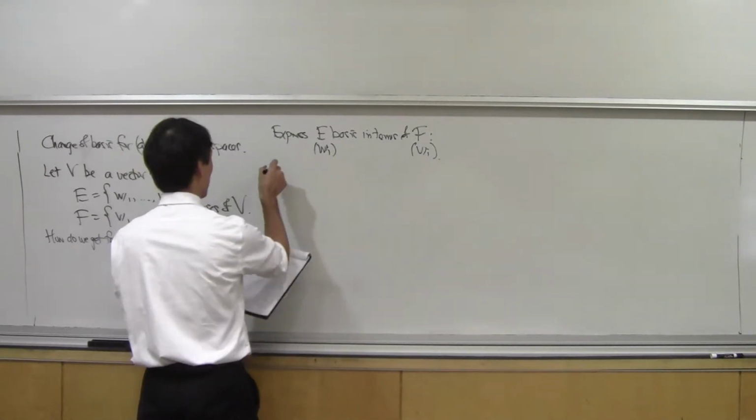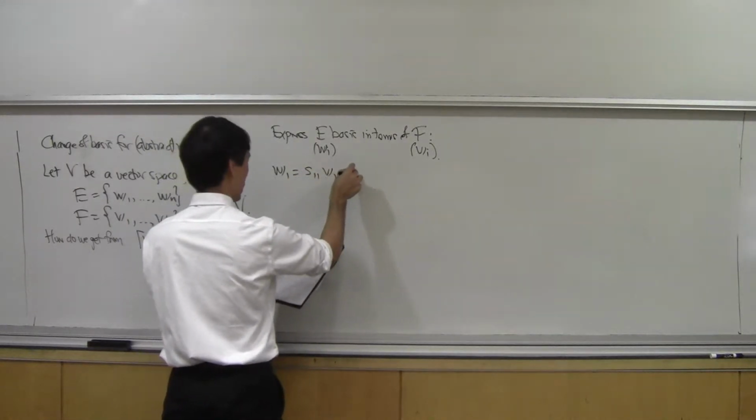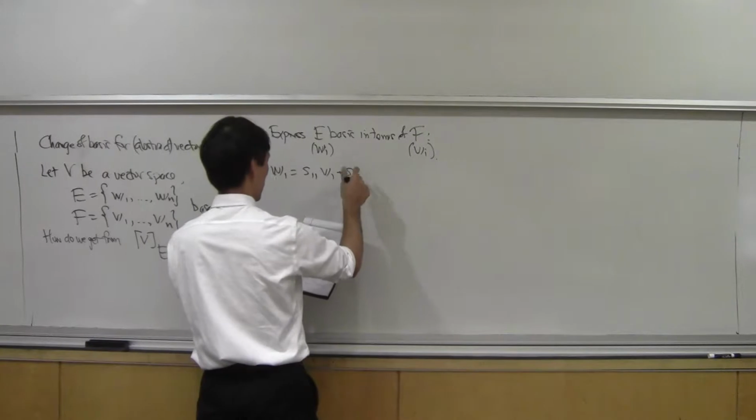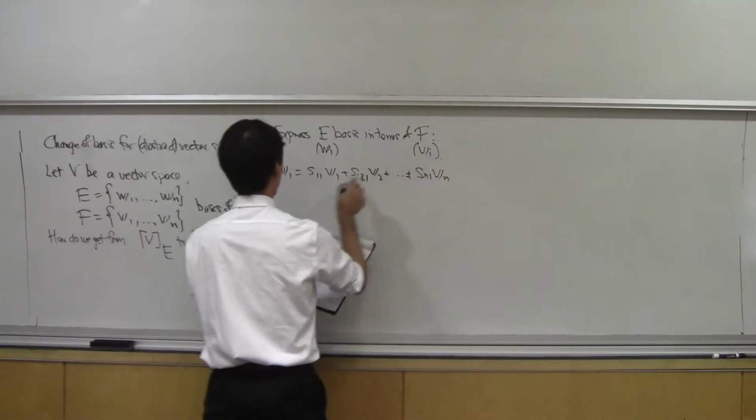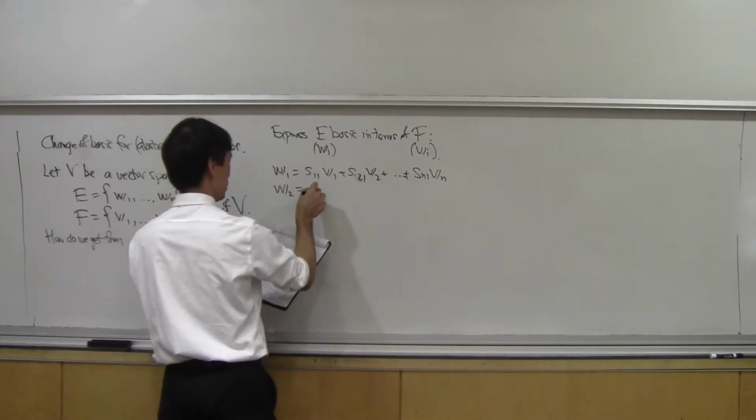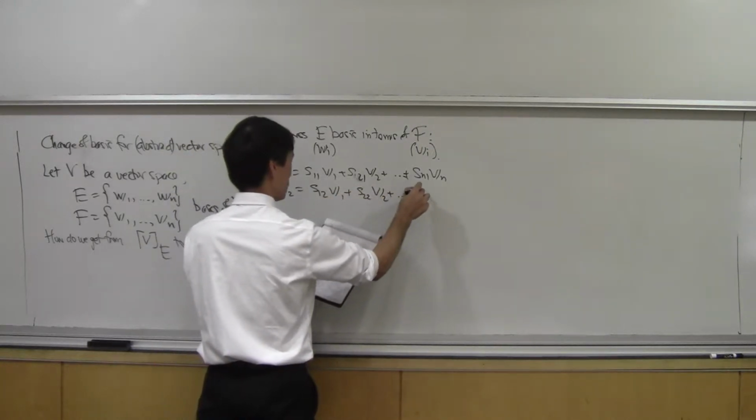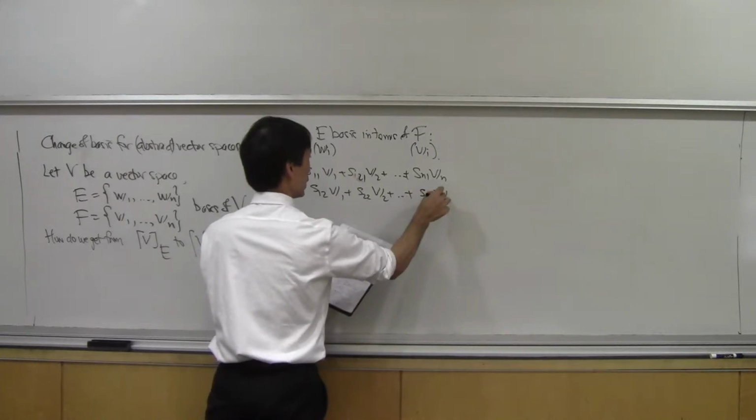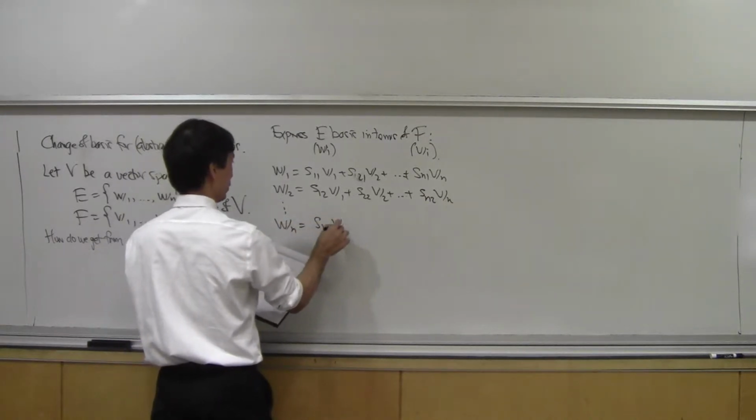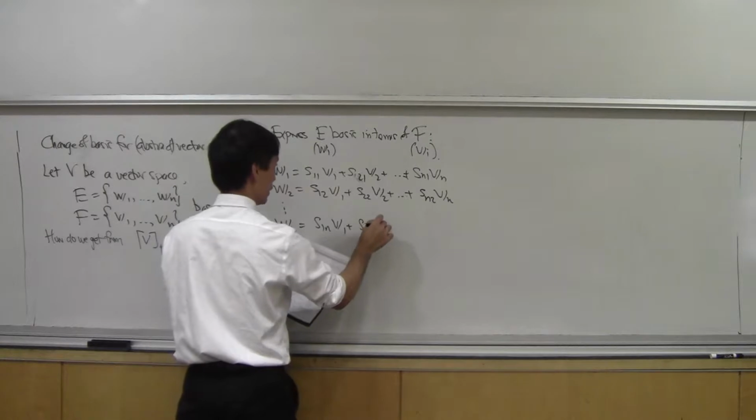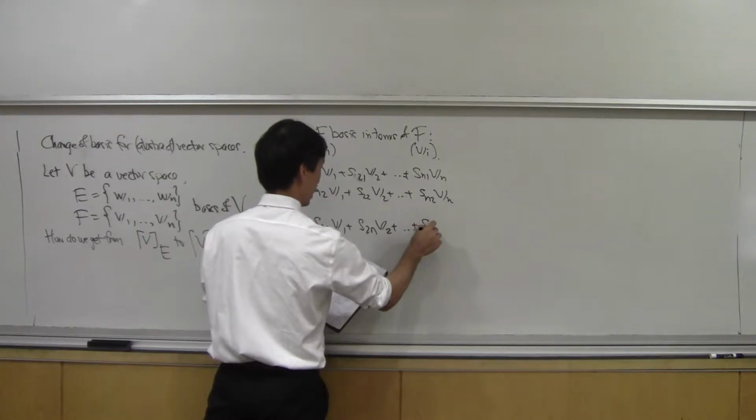So you say, well, okay, w1 can be expressed as some linear combination, s11 v1 plus s21 v2 plus sn1 vn. w2 is s12 v1, and you notice I'm using the reverse indices because I'm going to take the transpose later on. And so on, up to s1n v1 plus s2n v2 plus snn vn.